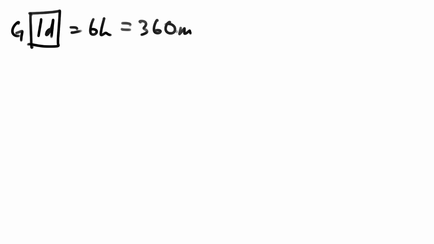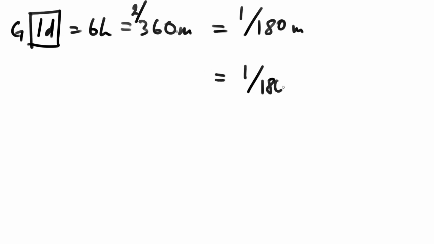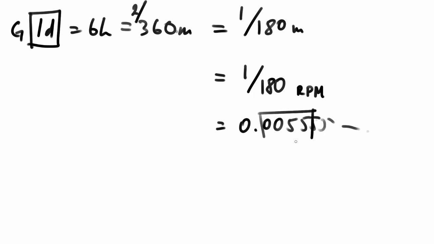Which means that it needs to go around twice in 360 minutes, which means that it needs to go around once in 180 minutes. That's the same as 1 over 180 revolutions per minute, which equals 0.00555. I think Space Engineers will let you do this, or maybe one more.